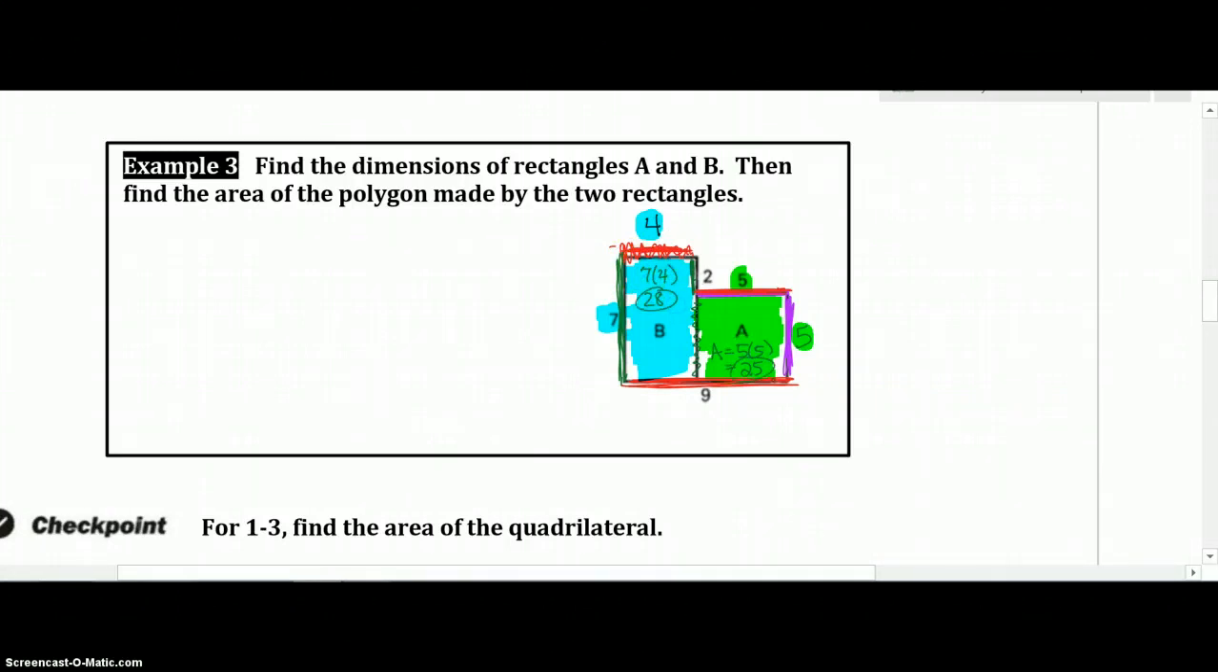Okay, so if we want to find the area of the entire polygon, all we're going to do is add the 28 and the 25 and get 53 units squared. So I don't know what units are on there specifically, but I'm just going to say units squared.